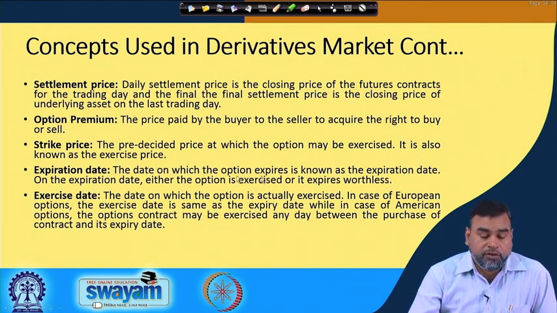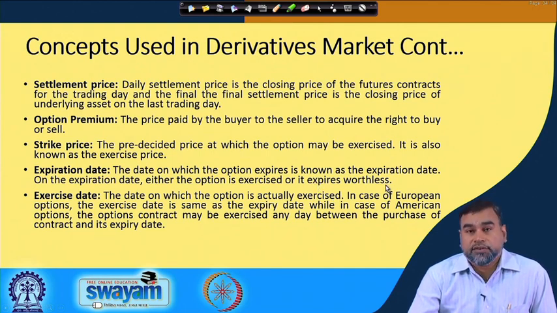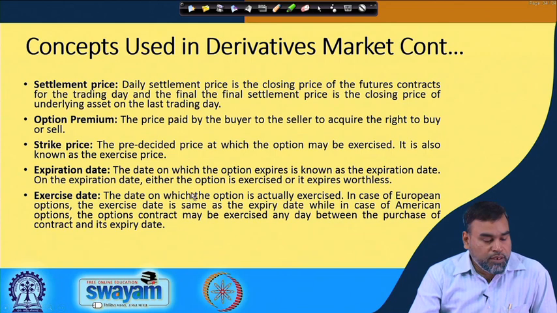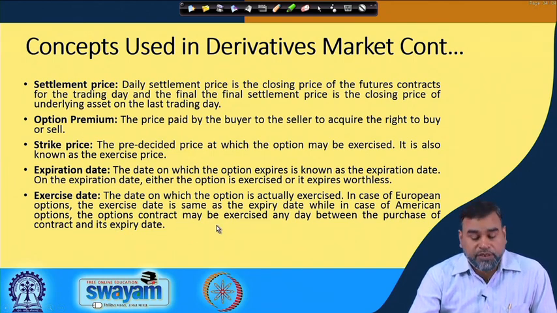Expiration date, the date on which the option expires, is known as the expiration date. On the expiration date, either the option is exercised or the option expires worthless. That we will see, when it will be worthless. Then we have the exercise date, the date at which the option is actually exercised. In case of a European option, the exercise date is the same as the expiry date, while in case of an American option, the option contract may be exercised on any day between the purchase of the contract and the expiry date.